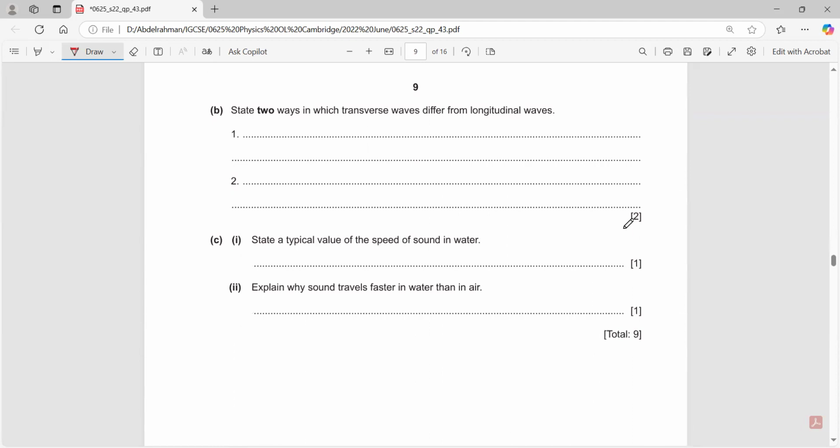State two ways in which transverse waves differ from longitudinal waves. How do transverse waves differ from longitudinal waves? Let's say, for example, that the transverse waves move up and down, perpendicular to the energy motion, right? Let's write down: transverse waves move up and down perpendicular to the energy motion, right?